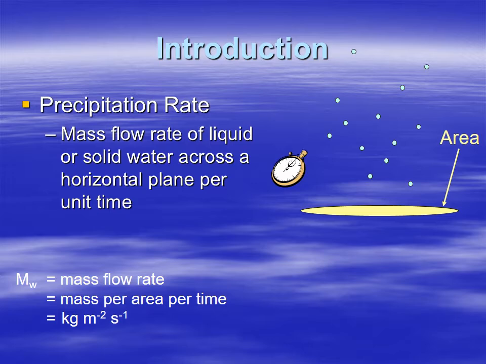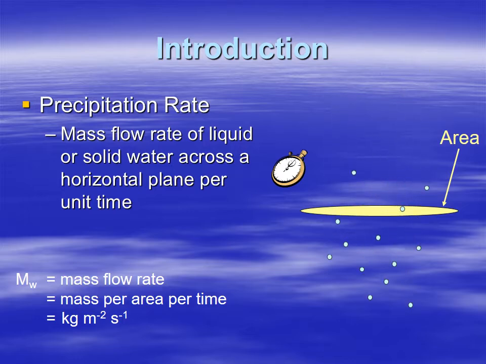We're going to define precipitation rate as the mass flow of liquid or solid precipitation across a horizontal plane over some unit of time, so over some period of time. So that's what we're going to call our mass flow rate. Mass is, of course, measured in kilograms. The area would be in meters squared, and then the time, of course, is in seconds.